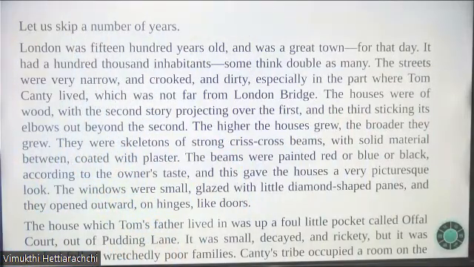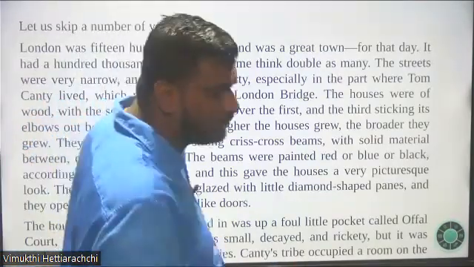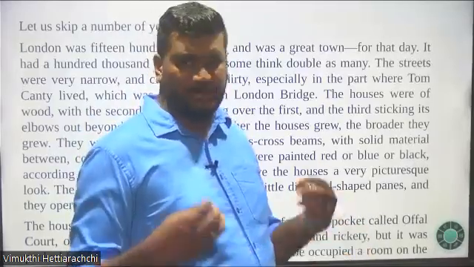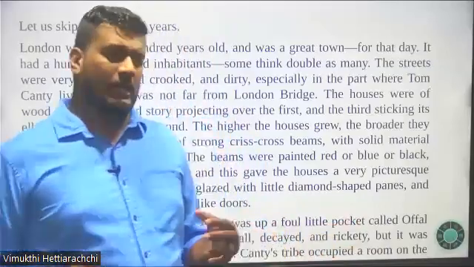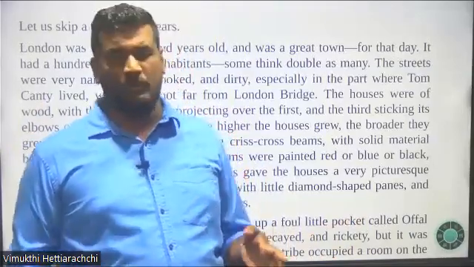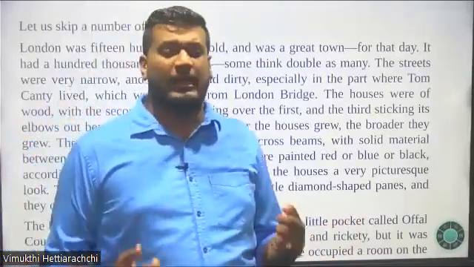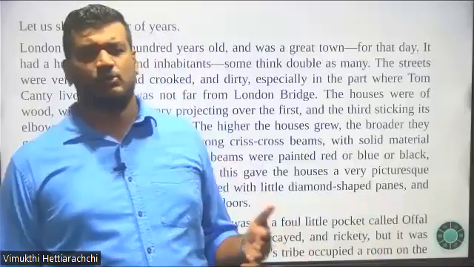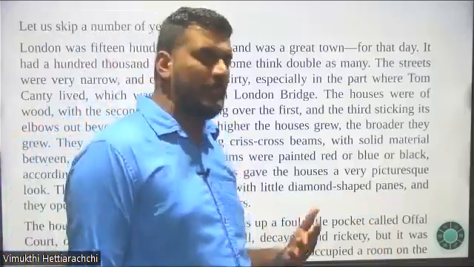London was 1500 years old and was a great town for that day. It had 100,000 inhabitants, something double as many. The streets were very narrow and crooked and dirty, especially in the part where Tom Canty lived. Now the writer is giving us a very good explanation about London as a city. Due to industrialization and a lot of other problems, a lot of people came to London. As a result, unemployment took place because a lot of people lived in London. That is what we call overpopulation. But most of the people did not get jobs, so most of them were unemployed. They used to do a lot of odd jobs, and some of them engaged in begging, right? They were known to be paupers, right?